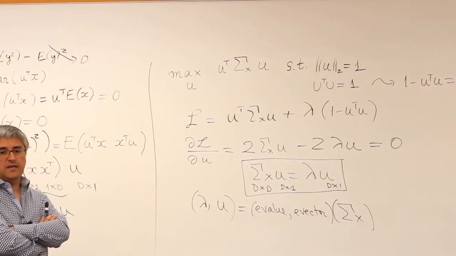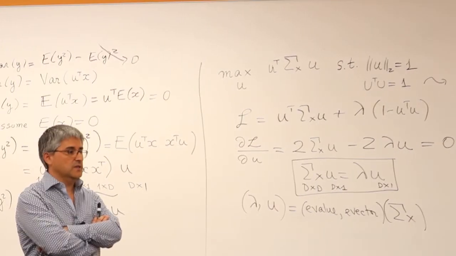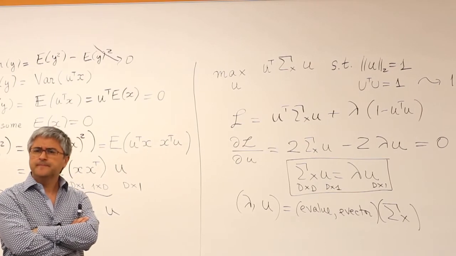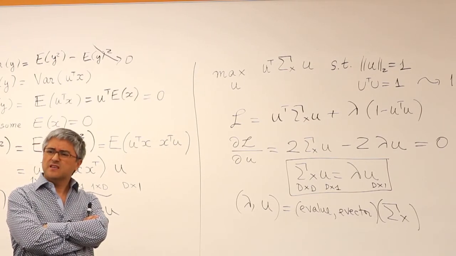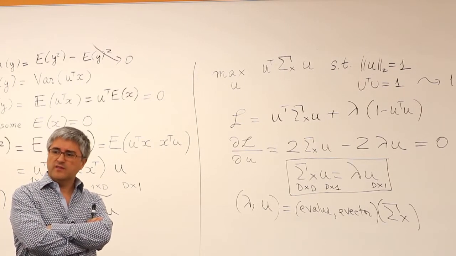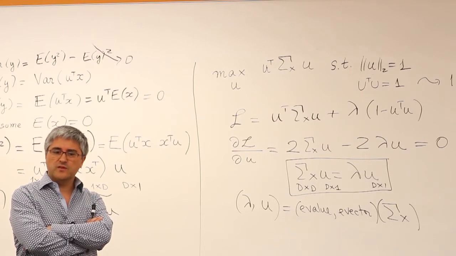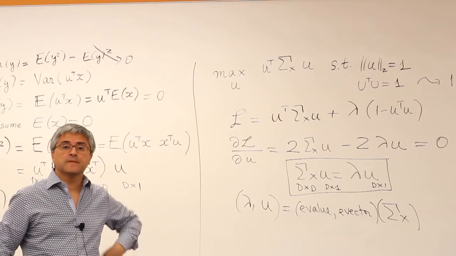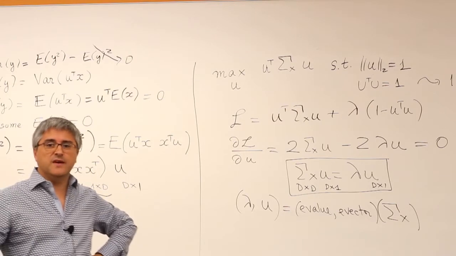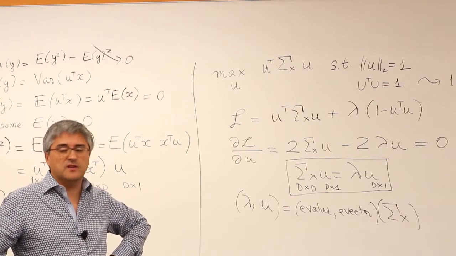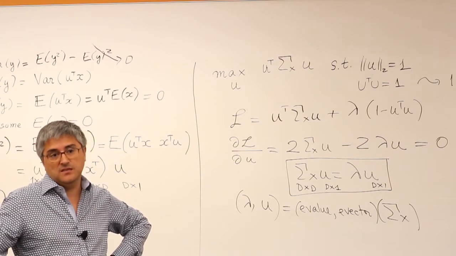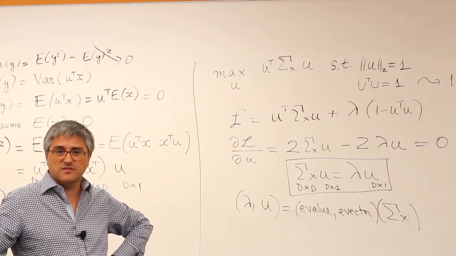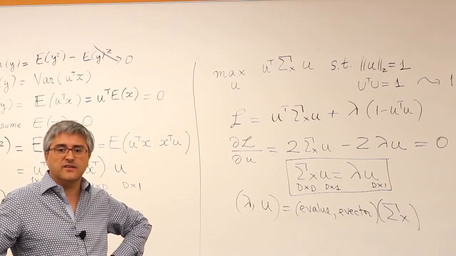So lambda is an eigenvalue and u is an eigenvector. But given a matrix, is there just one eigenvector and one eigenvalue, or is there more than one? Generically, if the matrix is d by d, how many eigenvalues are there? D. And generically, there are d eigenvectors. It's not always the case, but that's the generic.